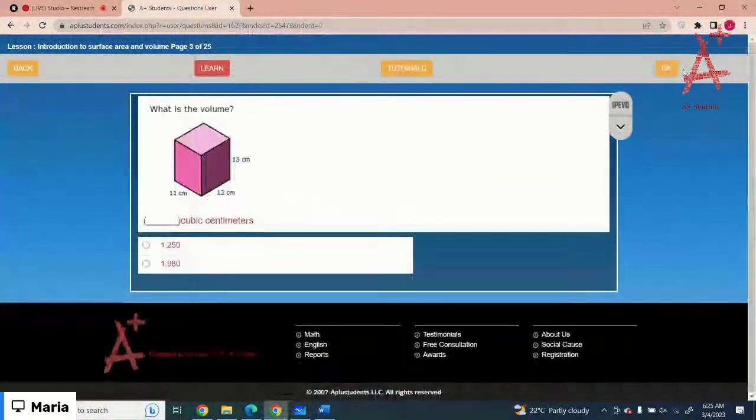Okay. What is the volume? So again, you have to do side times side times side. Got it? Let me just do the calculations on the calculator. 11 times 12 times 15. So it is 1980 cubic centimeters. Got it?